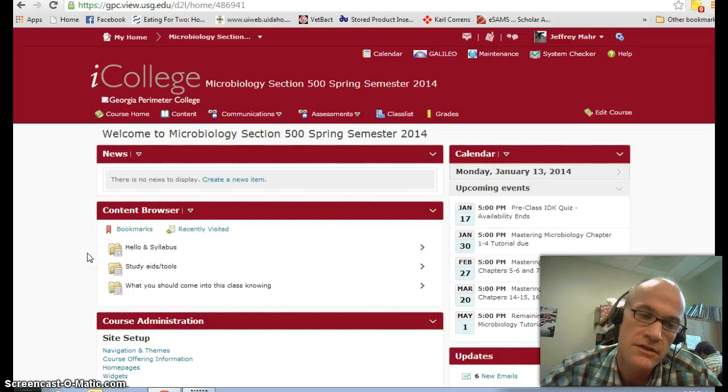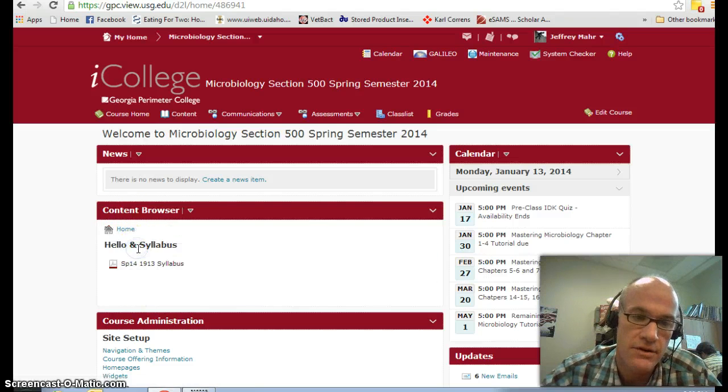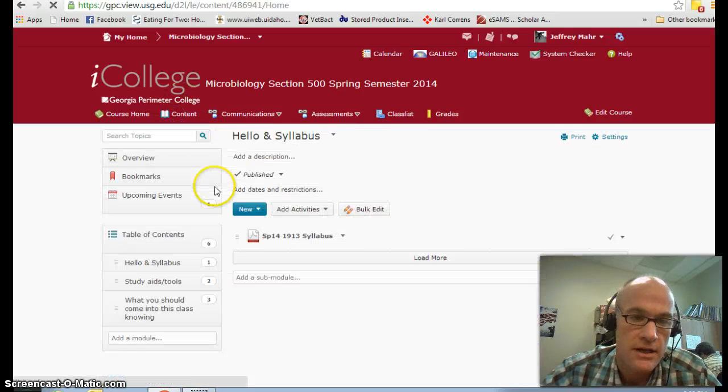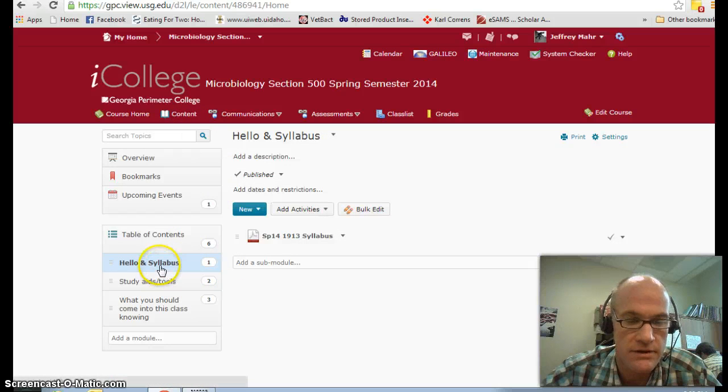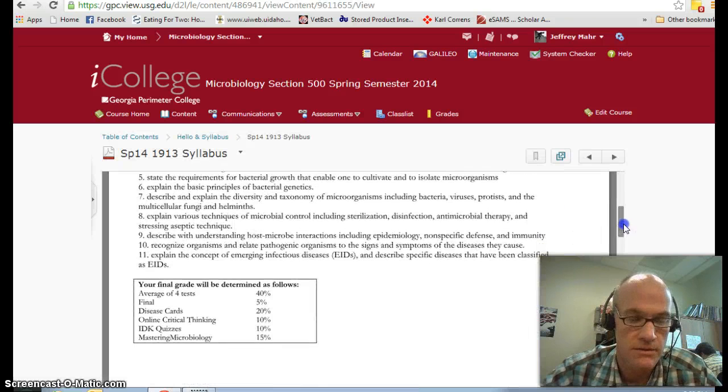There's two different ways to look at content in D2L. The first is by using this content browser here. You can click on these folders and see what I have for you. Here's the syllabus here. Or if you like it all in one place, you can go up here to content, hit that, and it's more like a Wikipedia style thing. So a lot of people prefer this. Really doesn't matter how you view it. So let's look at the syllabus. I'm not going to explain the whole syllabus here. I just want to go through.